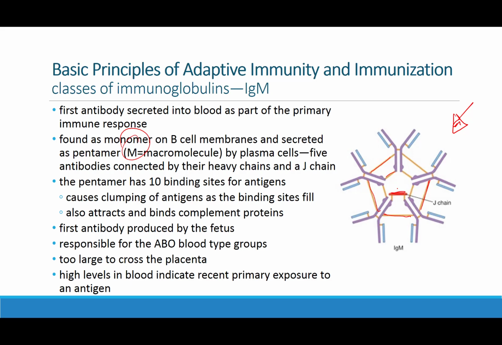but they can be found in high levels in blood, and when they are in high levels in blood, then that indicates recent primary exposure. So that's one way that we know that someone has recently had a primary response, because they're such a large part of that primary response. Because again, if you remember, IgM is the first of the antibodies that's produced during a primary immune response. Okay, so that's IgM.